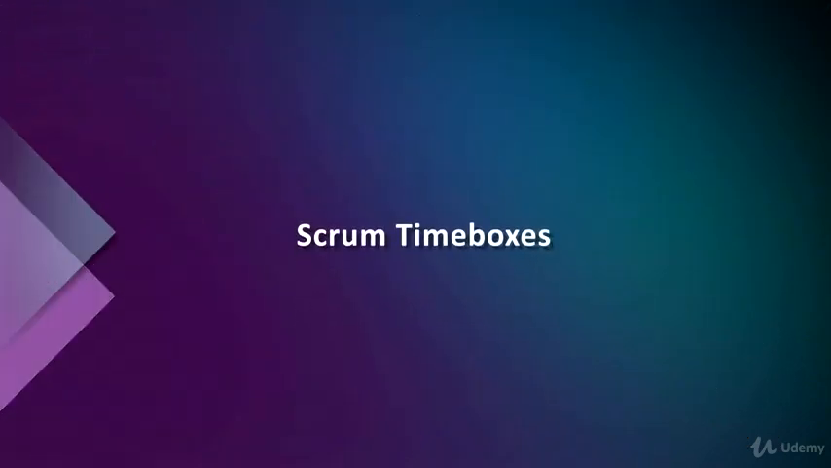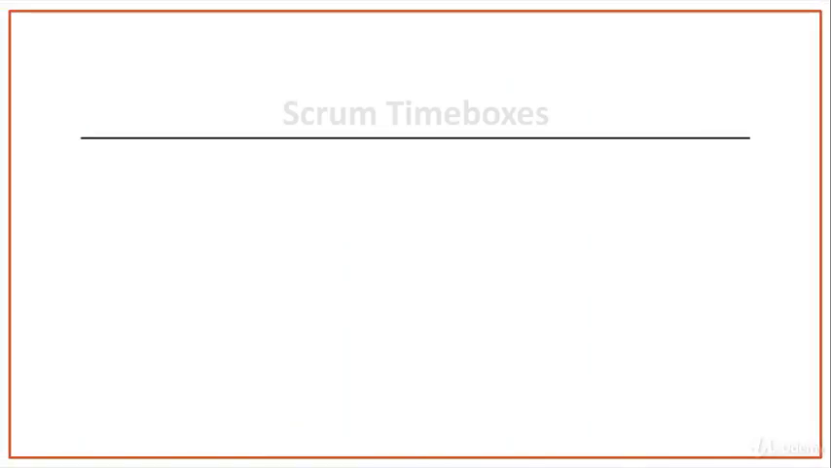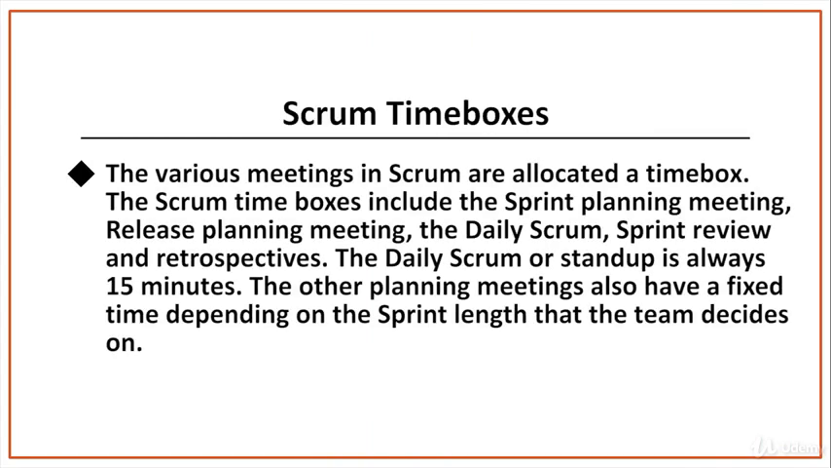Scrum time boxes. Scrum introduces the concept of a time box. This means that a given event will have fixed time and will expire at the end of the time limit. The various meetings in Scrum are allocated a time box. The Scrum time boxes include the sprint planning meeting, release planning meeting, the daily Scrum, sprint review, and retrospectives. The daily Scrum or stand-up is always 15 minutes. The other planning meetings also have a fixed time depending on the sprint length that the team decides on.